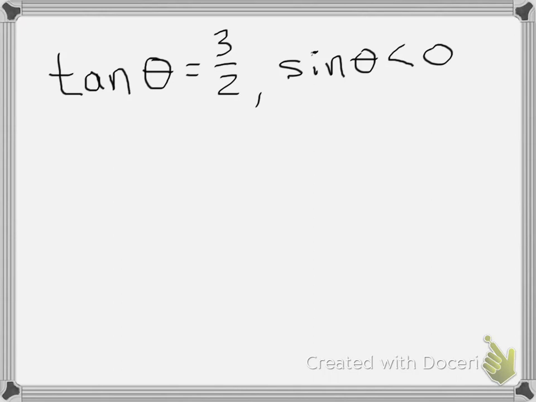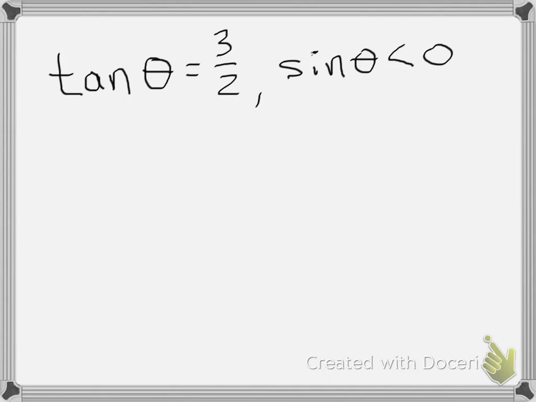On your review sheet that you're supposed to work on, problems 46, 47, and 48, all dealing with trig. We've got the tangent of theta is equal to 3 over 2. The sine of theta is less than 0, and our goal is to find all 6 trigonometric functions: sine, cosine, tangent, cosecant, secant, and cotangent. I'm going to walk you through this example problem, and you should be able to do the others based on this. The first thing I'm going to do is draw a triangle.